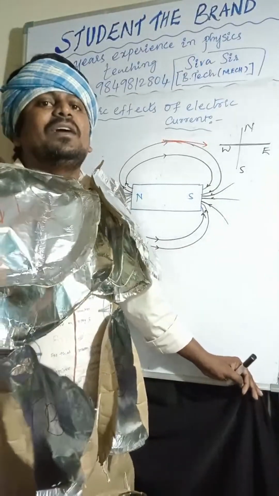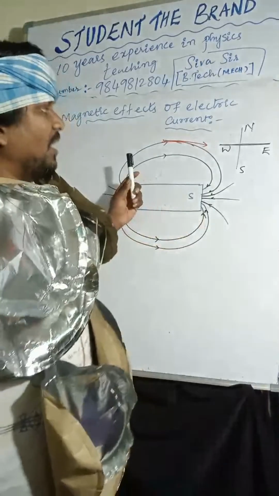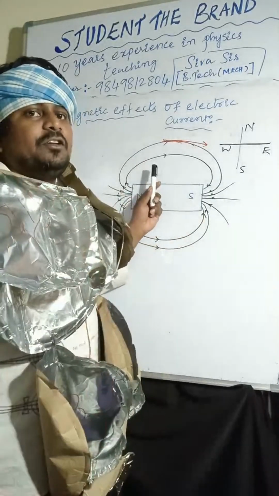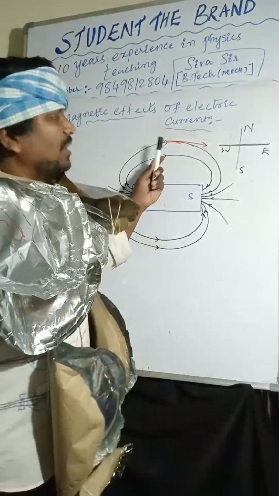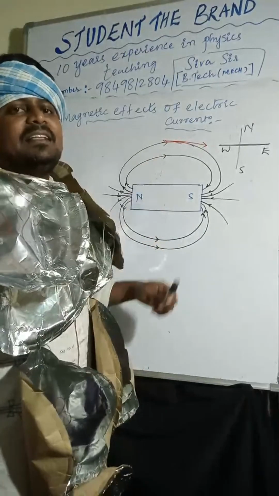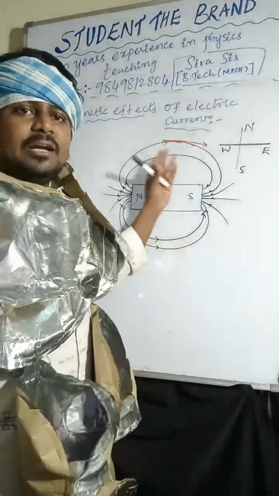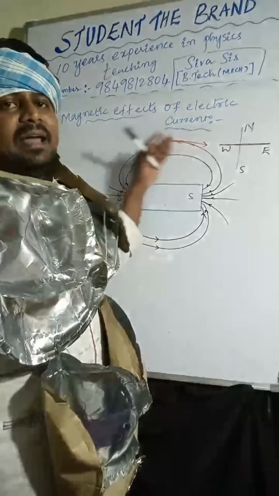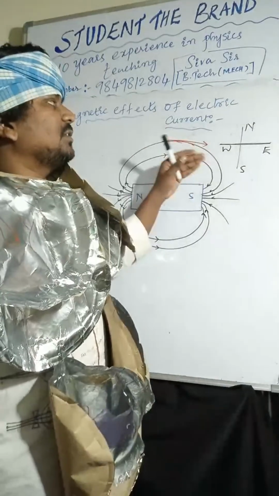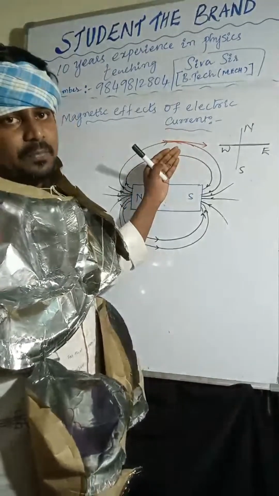So to identify the field at a particular point, you have to draw the tangent to the curve. If you draw the tangent to the magnetic field line at that particular point, the direction of the tangent shows the direction of the magnetic field at that point.